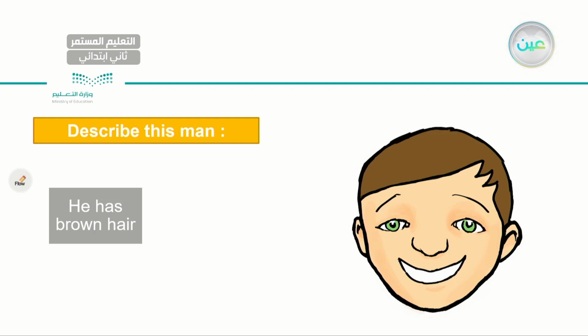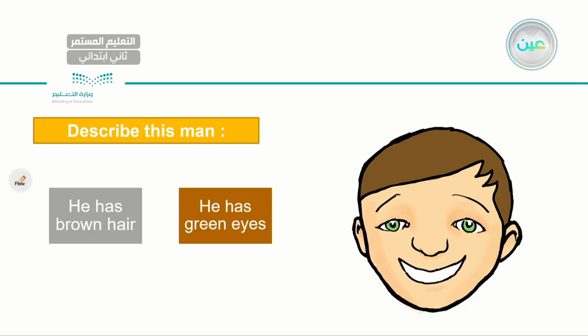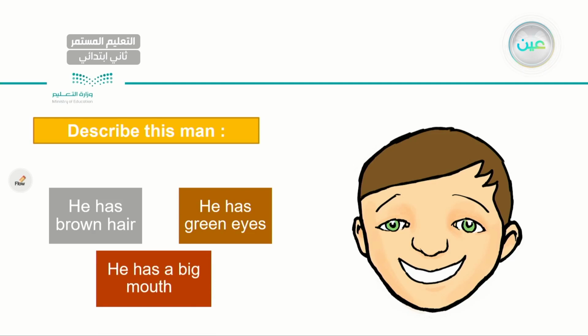Very good. The color of his eyes, he has green eyes. Very good. He has green eyes. How about his mouth? Do you think he has a small mouth or a big mouth? What do you think? He has a big mouth. Very good. He has a big mouth. Here we were able to describe this man. Let's read our descriptions one last time. He has brown hair. He has green eyes. He has a big mouth.